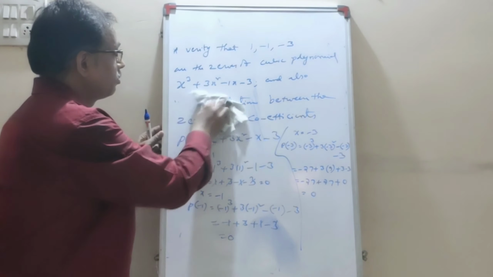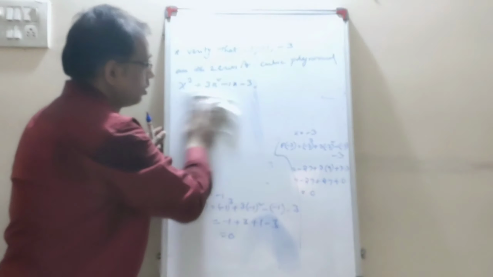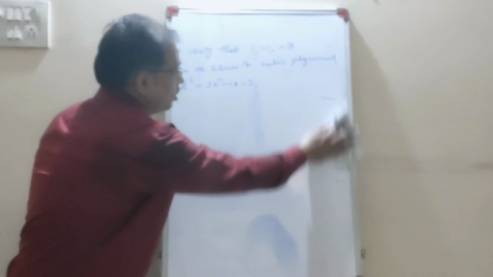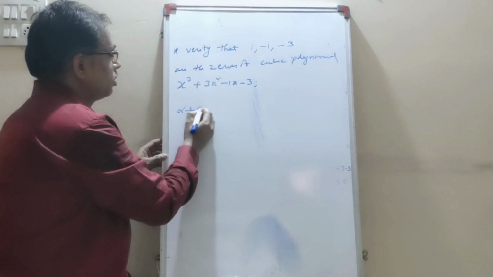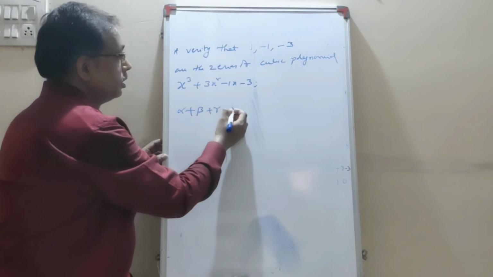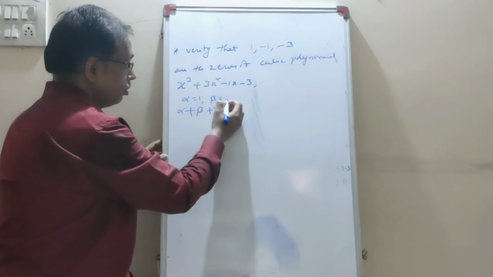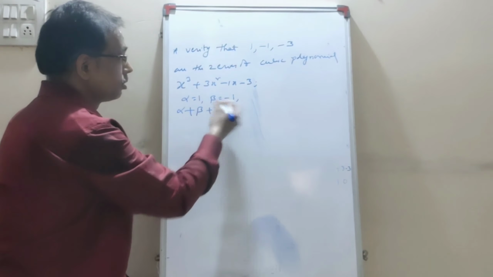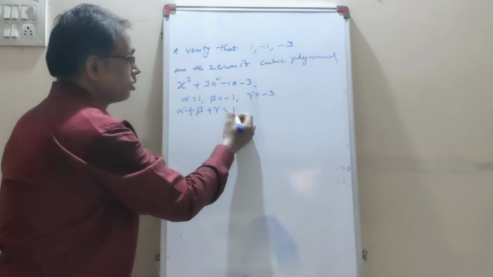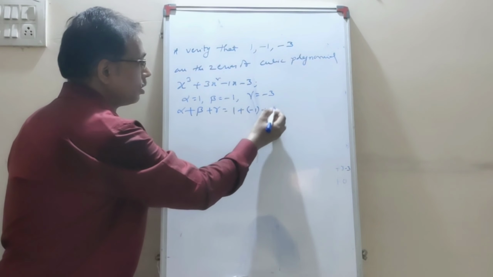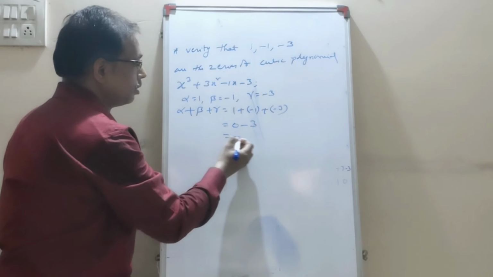So what are they here? First one, alpha plus beta plus gamma. The first zero is taken as alpha equal to 1, the second zero beta is minus 1, and gamma is minus 3. Alpha plus beta plus gamma is 1 plus of minus 1 plus of minus 3. 1 minus 1 is 0, minus 3, so minus 3.